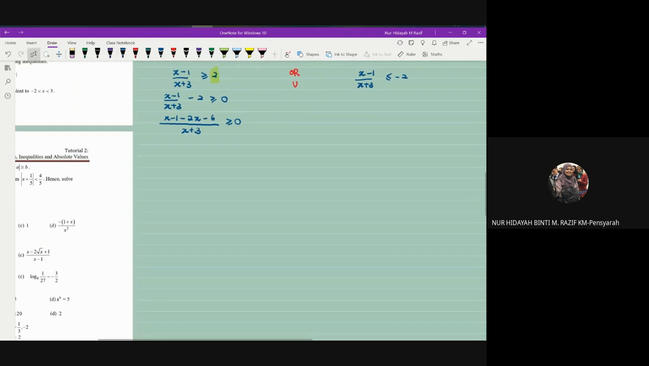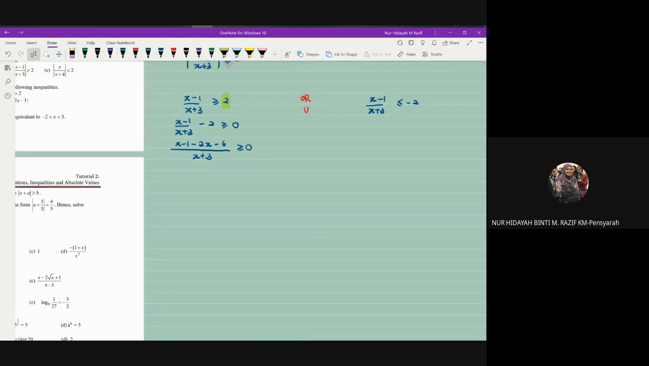So bila you dapat macam ni, now apa yang kita kena buat? Simplify sahaja supaya you dapat atas ada satu faktor, bawah ada satu faktor lagi. Okay, so selesaikan atas dan bawah dapat apa? Aini Afia. Nur Aini Afia. Negative x minus 7. Negative x.